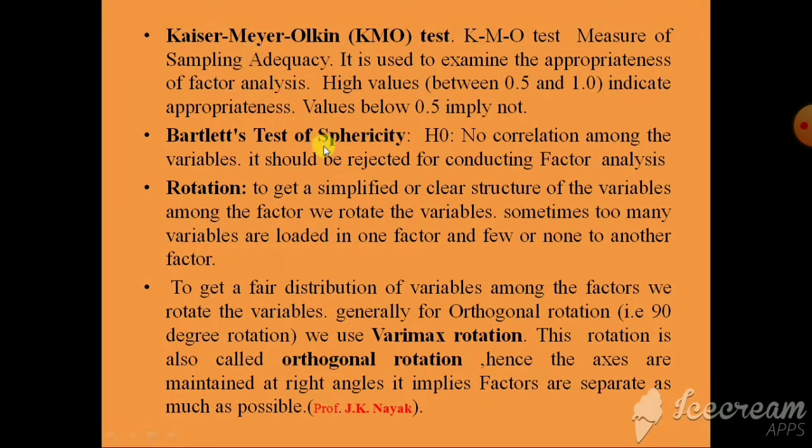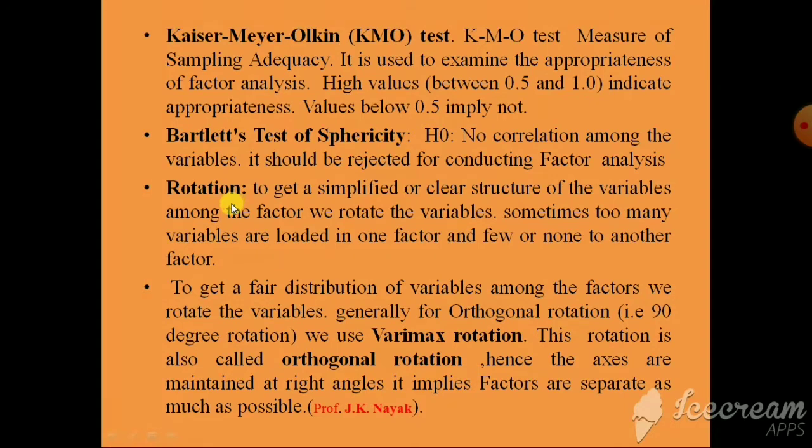Bartlett's test of sphericity. Here the null hypothesis is no correlation among the variables. It should be rejected for conducting factor analysis. If it is accepted, then we cannot run factor analysis. We have to apply some other technique, or collect more samples, or redesign the questionnaire, something like this. So the sufficient amount of correlation is measured by this test, Bartlett's test of sphericity.